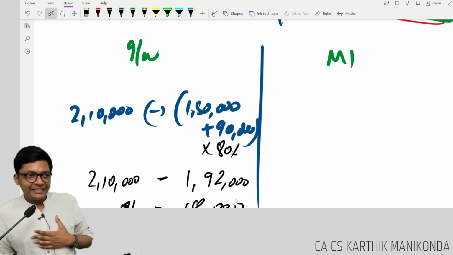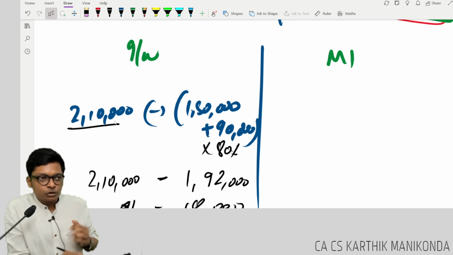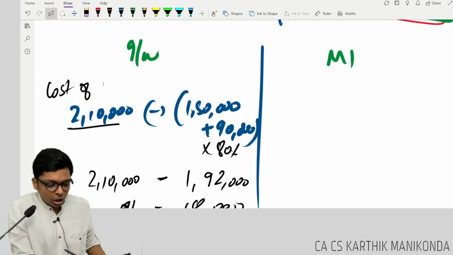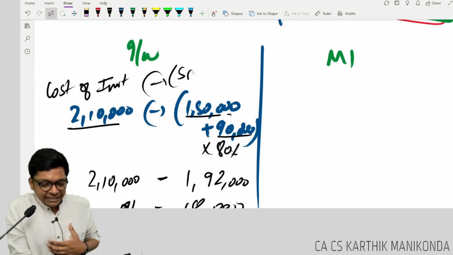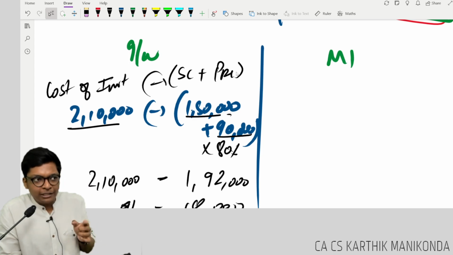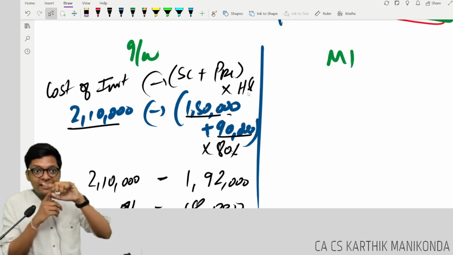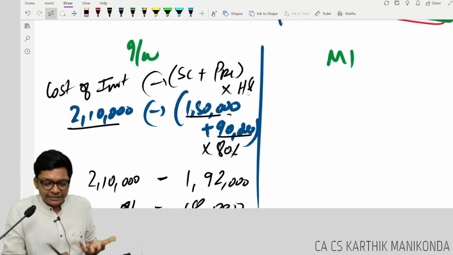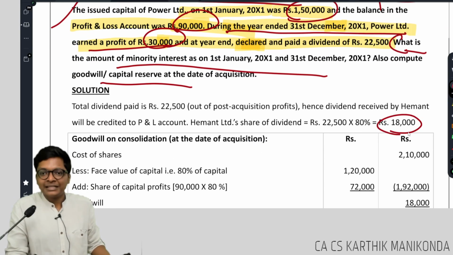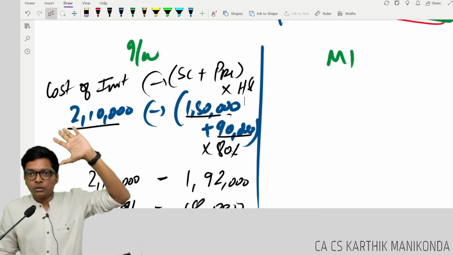Are you understanding, guys? In exam, when you're doing this, please write the English. Sir, what English? What does 2,10,000 represent? Cost of investment. Very, very important. Minus share capital plus pre-acquisition profit on the date of acquisition into holding company's share. That equation, what I gave you in step number 5, I declared it in English. That is mandatory, guys. Otherwise, examiner will ask, what you did, I don't understand. So goodwill is 18,000. That is the answer. How many of you got this? Understood now, guys?